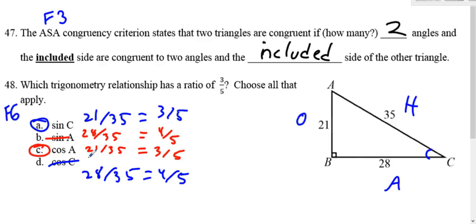You should also remember that sine of one angle is going to equal cosine of the other. You can see that sine of A is the same as cosine of C, and vice versa for sine of C and cosine of A. They're always going to be paired up like that. Sine of one angle will equal cosine of the other. It won't be sine of A and cosine of A. That wouldn't make any sense.